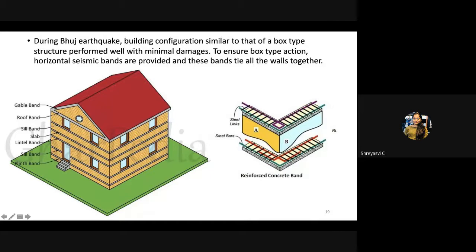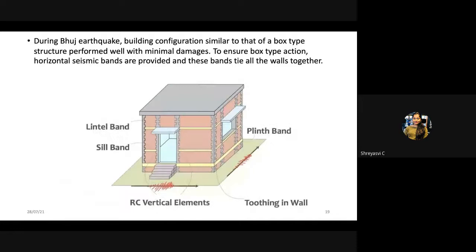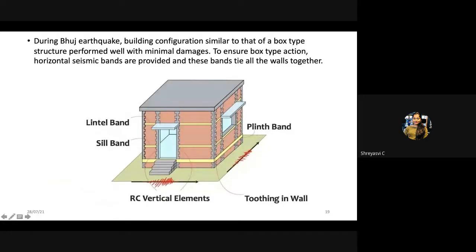So what exactly are these bands composed of? It could be a reinforced concrete band. As you can see here, the steel bars are placed in a certain configuration, and then the concrete is poured. Also, there are cases where they've used wood in place of steel, especially when constructing in hilly areas where wood is abundantly available, but transportation of steel bars could be expensive. In such cases, they have made use of a wooden sleeper kind of structure as well. Whenever we give this kind of band, it behaves very well. Another interesting thing that they found is that there was a toothing in the wall, which also gives a good connection between the corner member and the wall unit, which I will explain in the coming slide.